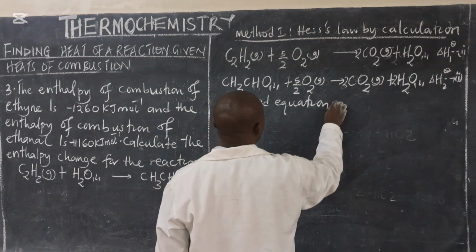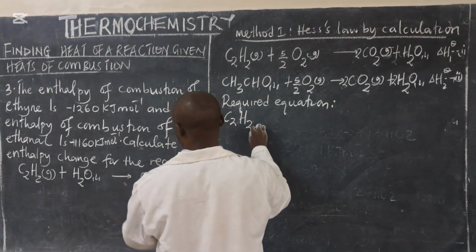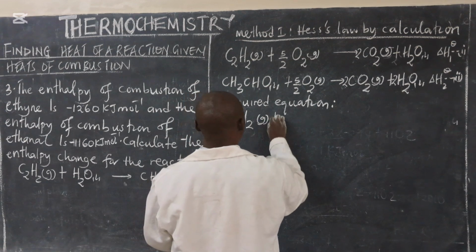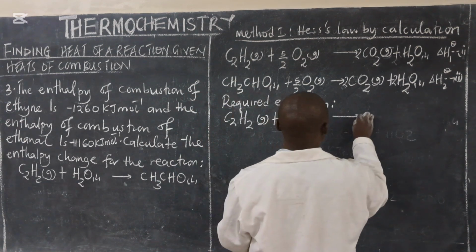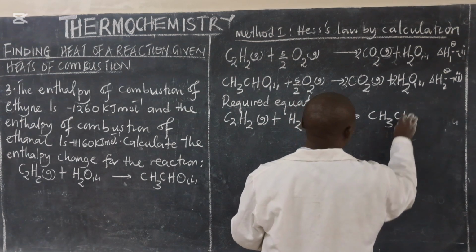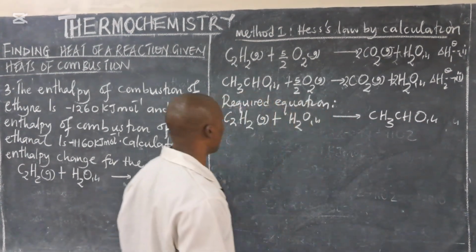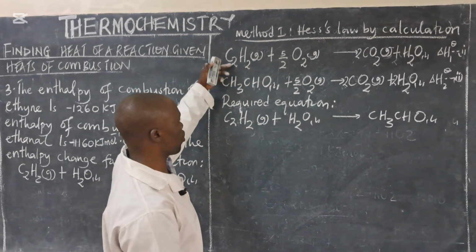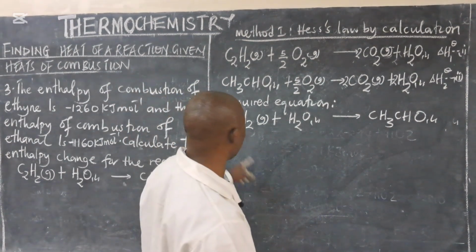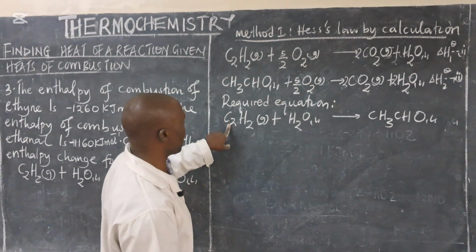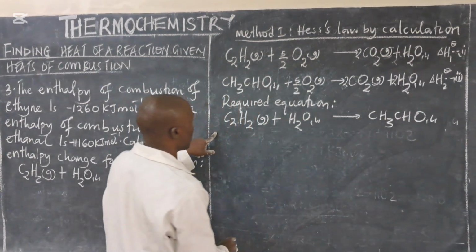The required equation is already given here. So we have C2H2 gas plus water, liquid, giving us ethanol, liquid here. So what we do, we look at how these equations, these two can change into that. It's just that this equation for ethane is on the left, while ethanol is on the right. So I just have to reverse them.